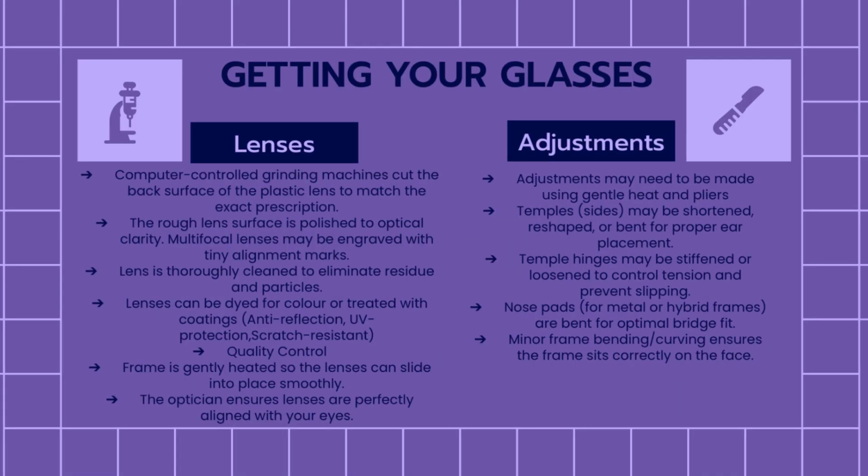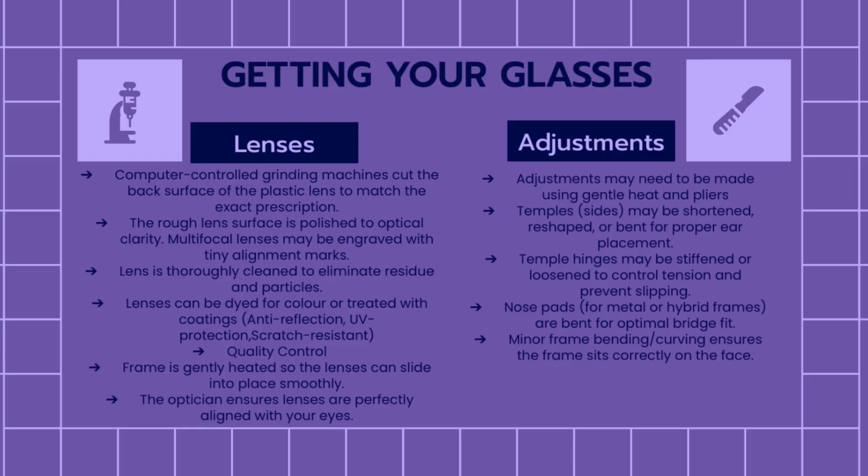As for lenses, computer-controlled grinding machines cut the back surface of the plastic lens to match the exact prescription. Then the rough lens surface is polished to optical clarity. Multifocal lenses may be engraved with tiny alignment marks. The lens has to be thoroughly cleaned to eliminate residue and particles. It can be dyed for colour or treated with coatings like anti-reflection, UV protection, or scratch resistance.